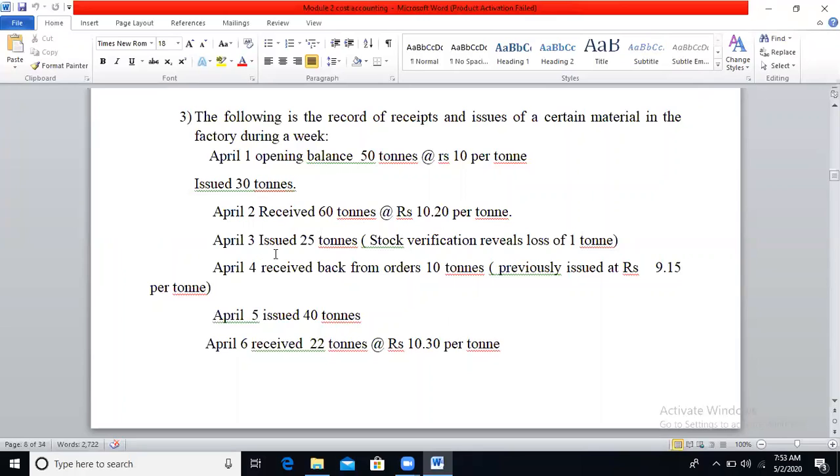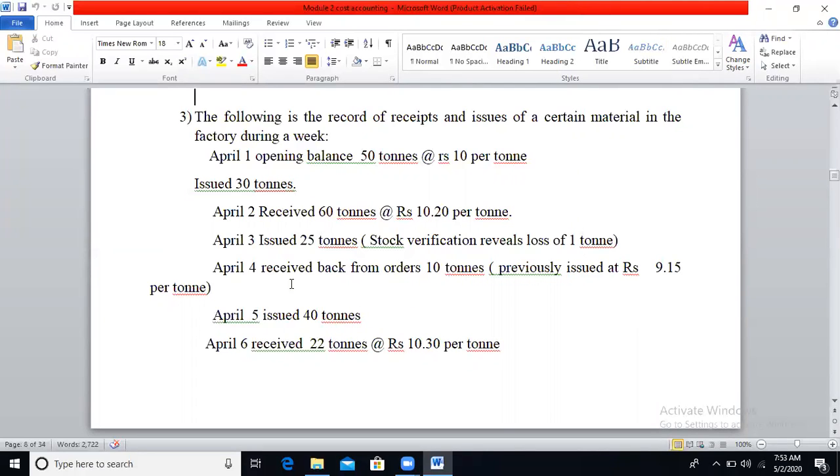April 3rd, we are making an issue, that is issued 25 tons, and on the same date only, stock verification reveals loss of 1 per ton. So losses will be considered as issues only and shortages will be considered as issues only.